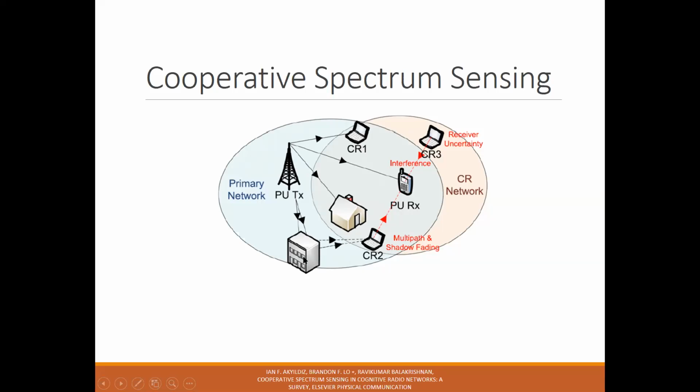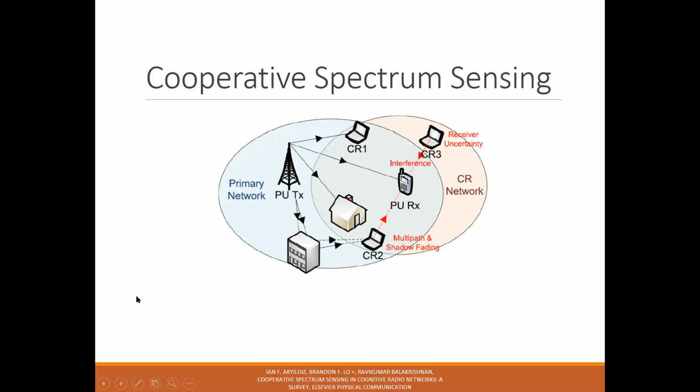Whenever the signal is scattered, that leads to multipath fading or shadowing. Because of this effect, CR2 will not be able to effectively estimate the primary user signal. So it will think that the particular band is free and will start to communicate. Automatically that will create interference to the primary user, which is directly receiving the signal, because CR2 doesn't know that the band is occupied. Another case is CR3, which is completely away from the coverage area of the primary user. It may think that the band is free and will communicate. That will also create interference to the primary user.